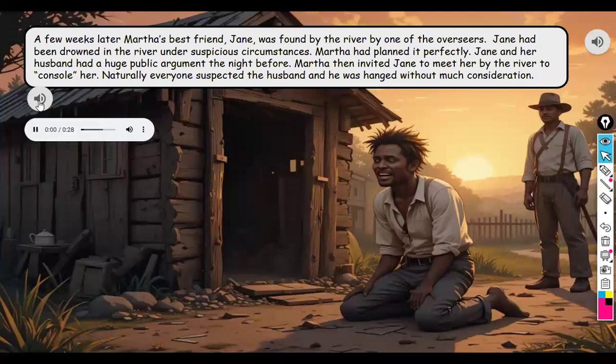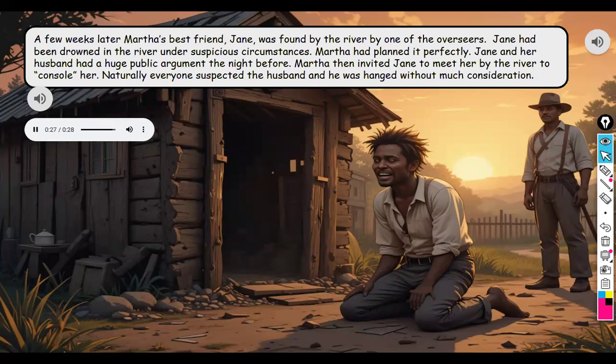A few weeks later, Martha's best friend, Jane, was found by the river by one of the overseers. Jane had been drowned in the river under suspicious circumstances. Martha had planned it perfectly. Jane and her husband had a huge public argument the night before. Martha then invited Jane to meet her by the river to console her. Naturally, everyone suspected the husband and he was hanged without much consideration.